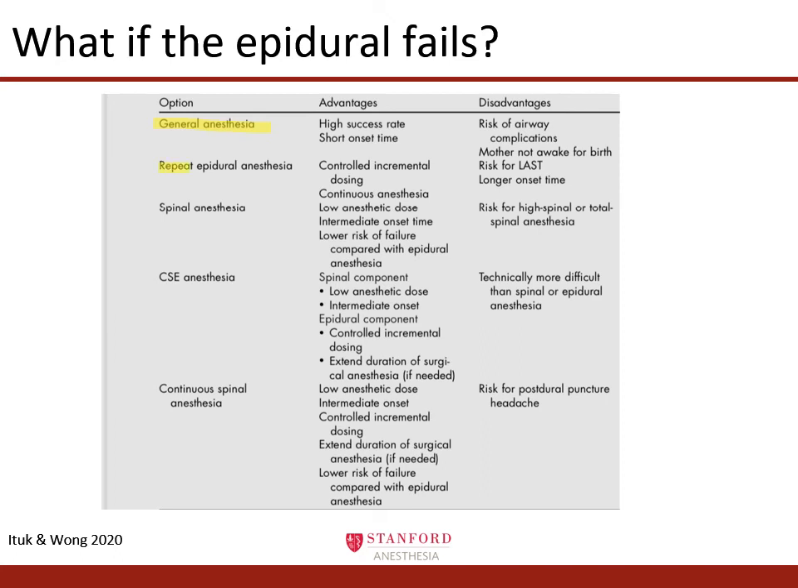Alternatives include repeating neuraxial, so placing another epidural, performing a spinal, or performing a combined spinal epidural. These options will take much more time than general anesthetic, so it'll be important to discuss what your options are with the obstetric team as early as you can in the process.